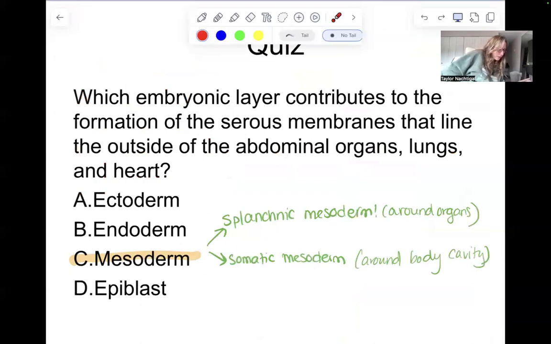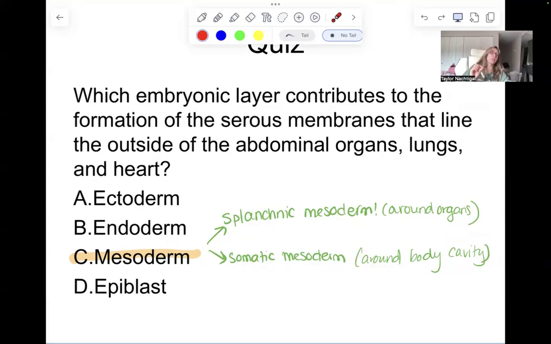Okay, which embryonic layer contributes to the formation of the serous membranes that line the outside of the abdominal organs, lungs, and heart? It's going to be the mesoderm. And again, the splanchnic mesoderm is going to be the serous membrane around the organ. The somatic mesoderm is going to be the serous membrane around the body cavity. It's two, and they fill with serous fluid in between them.